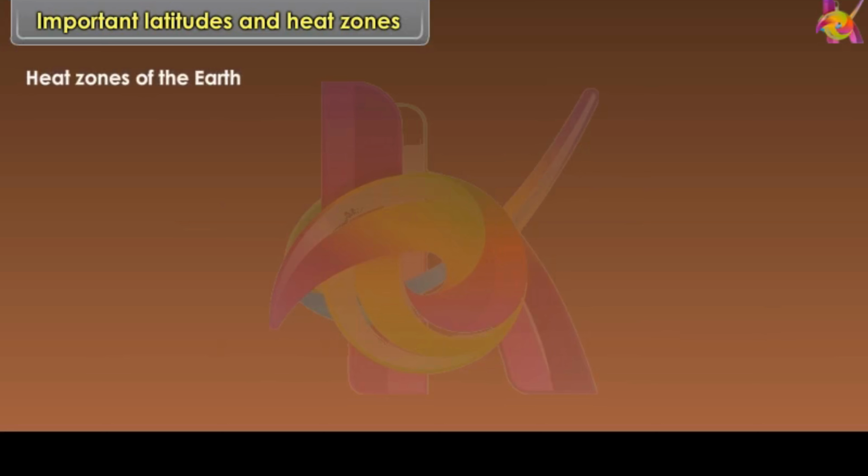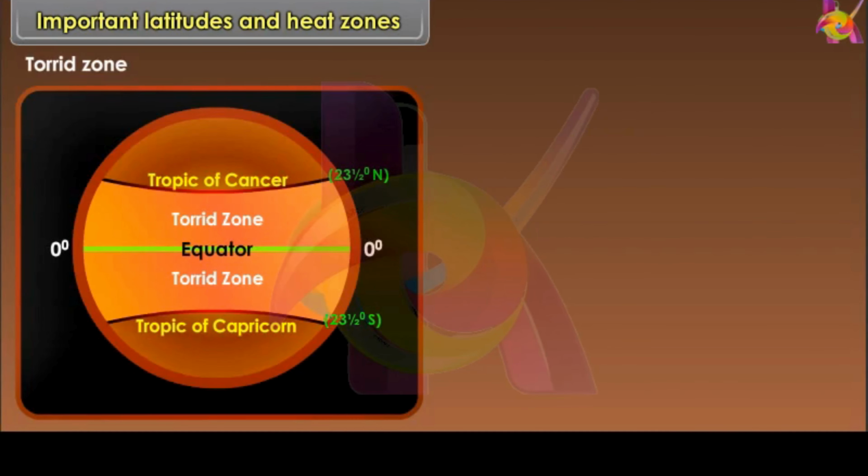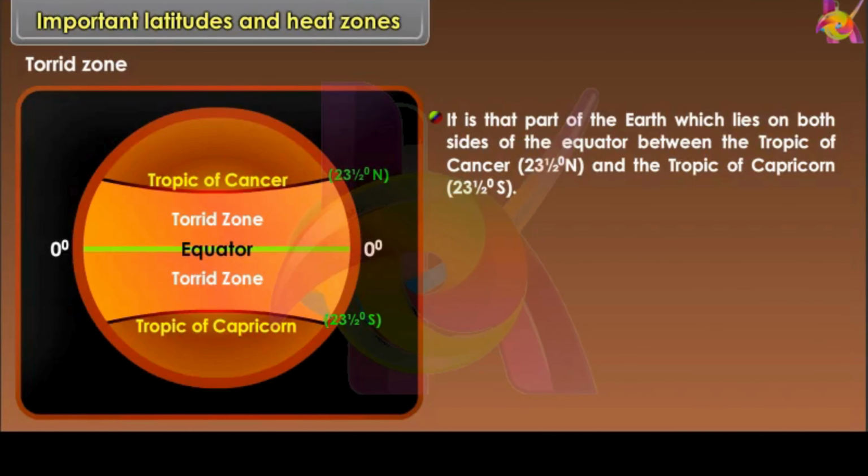Heat zones of the Earth. The important zones of the Earth are the following: torrid zone, temperate zone, frigid zone. Torrid zone. It is that part of the Earth which lies on both sides of the equator between the Tropic of Cancer, 23.5 degrees north, and the Tropic of Capricorn, 23.5 degrees south. Torrid zone is the hottest part of the Earth.